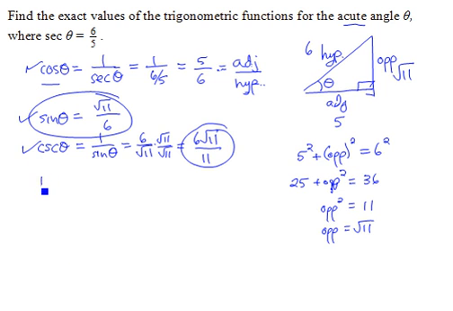Let's do the tangent next. Tangent of theta is opposite over adjacent. That will give us the square root of 11 divided by 5.